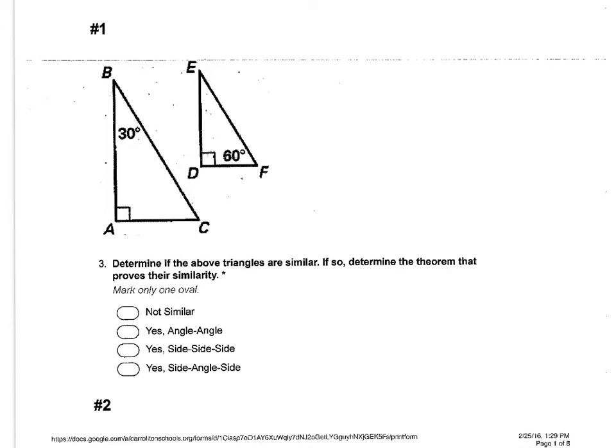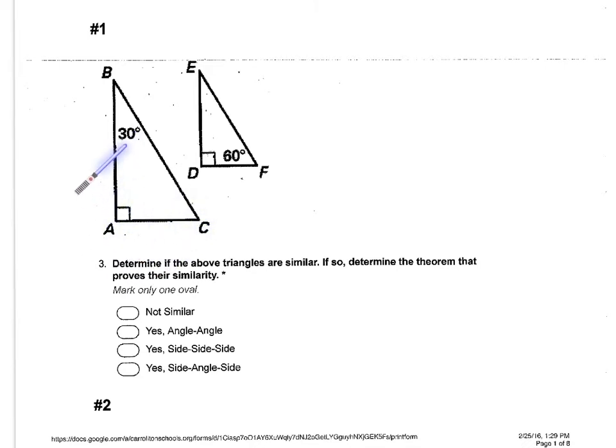On number 1 here, it says determine whether the triangles are similar. If so, pick a theorem. So our choices are angle, angle, side, side, side, and side, angle, side, or none. You need to take a look at these two triangles: B is 30 degrees, F is 60, D is 90, A is 90. I would maybe want to figure out what this third angle is.